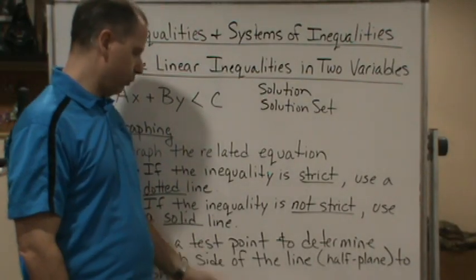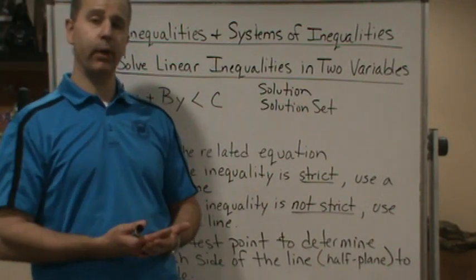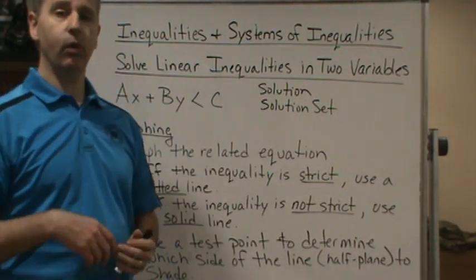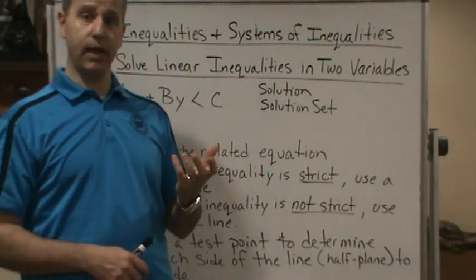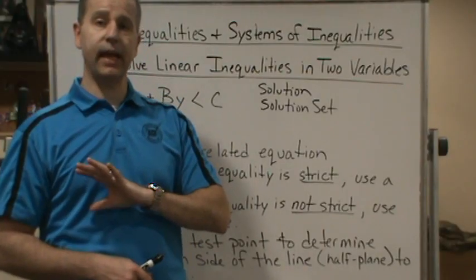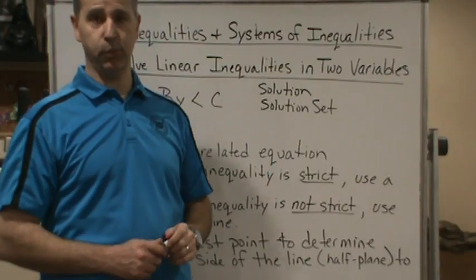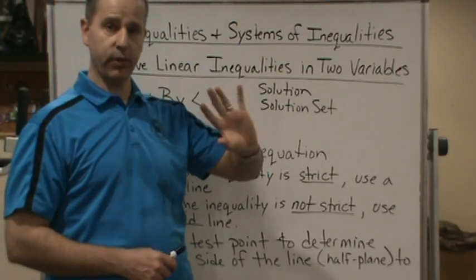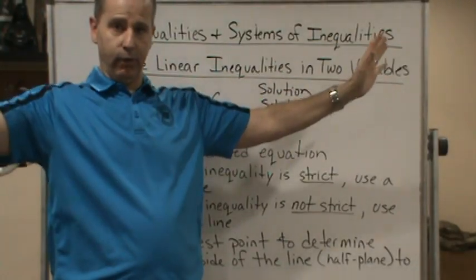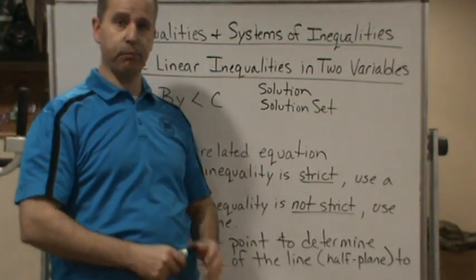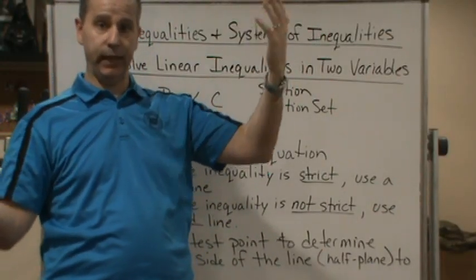So what are we going to do with that test point? Like I said, we're going to plug it into the inequality and see if that point gives us a true statement or a false statement. If the point gives us a true statement, then we're going to shade everything on that side of the line where we took the test point from. That's the half plane. Remember, we're talking about a plane. A line through the plane partitions the plane into two halves. We call those half planes.